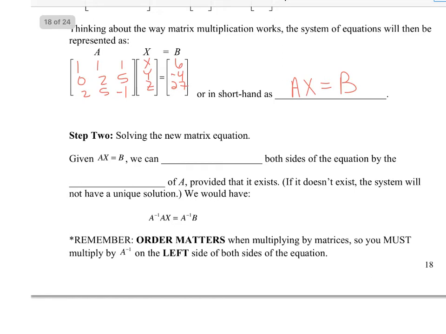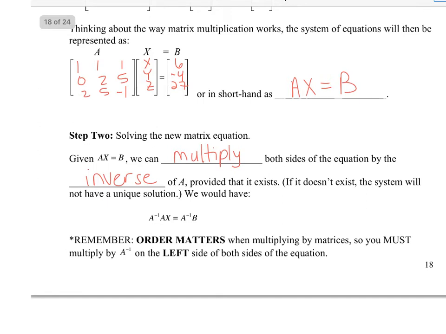Second step, so once it's in matrix equation form, we're going to solve that new matrix equation. Given AX equals B, we can multiply both sides of the equation by the inverse of A, provided that it exists. So first of all, remember that only square matrices have inverses, and this goes along with the idea that if you have 3 unknowns, you need 3 equations to be able to solve for them. So that we always have a square matrix here, and we can try and find its inverse. If the inverse doesn't exist, the system will not have a unique solution.